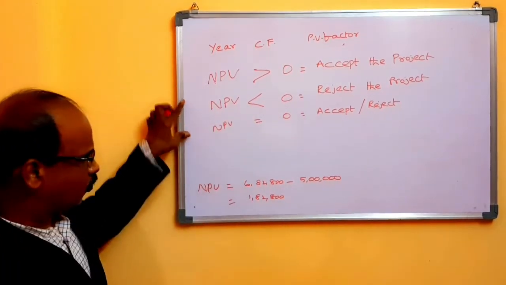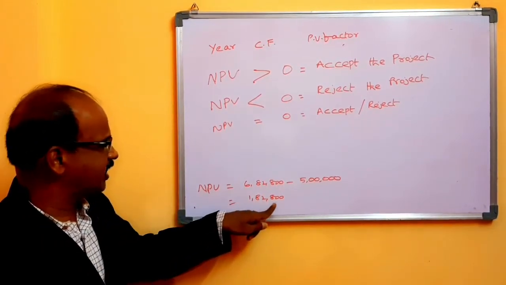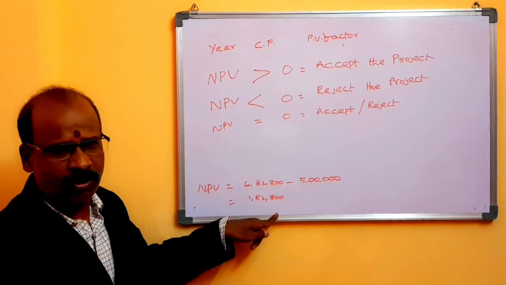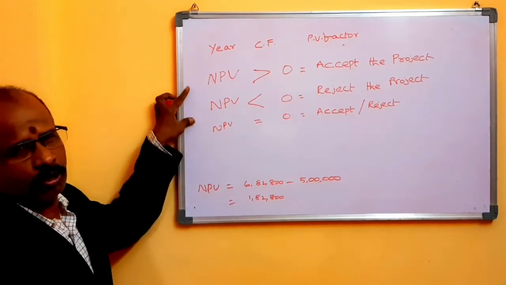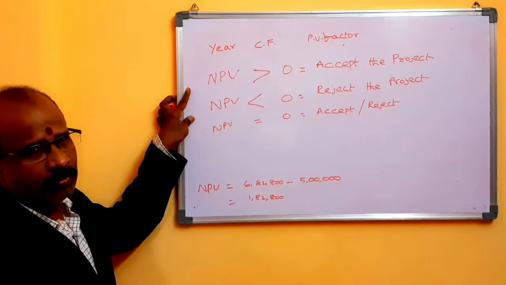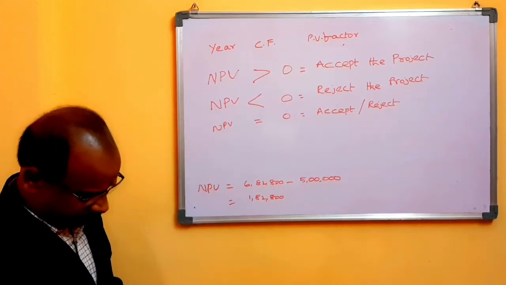Based on the rules, we accept the project because we got 1,82,800. When we accept or reject, we have some rules. Based on the rules only, we can accept or reject. So this is the calculation of NPV, or net present value.